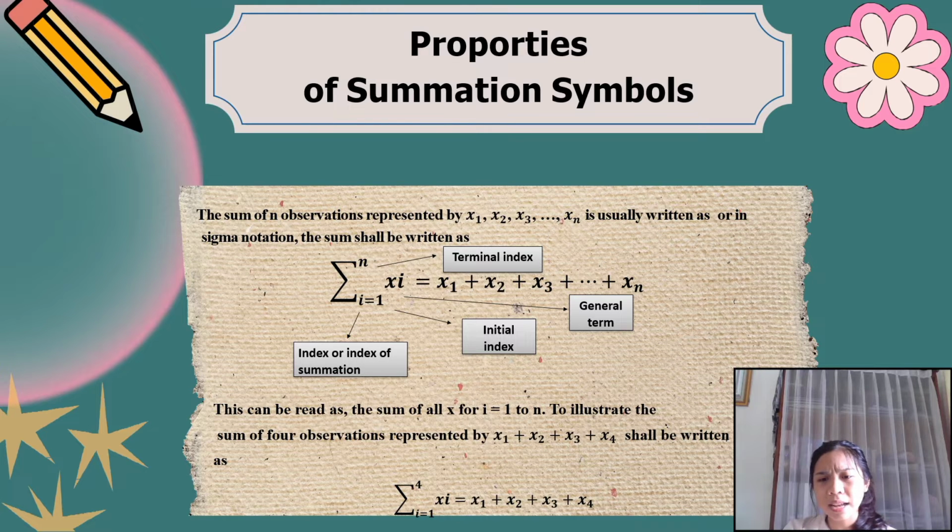To illustrate, the sum of four observations represented by x1 plus x2 plus x3 plus x4 shall be written as the sum of all x_a for a equal to 1 to 4, which is equal to x1 plus x2 plus x3 and then plus x4. Can you understand that? In this illustration, n is equal to 4. It's easy for you.